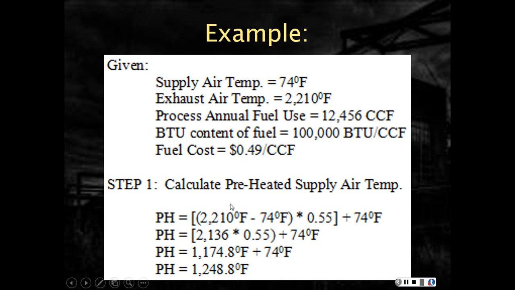So step one would be to calculate the preheat of the supply air temp. So we take the exhaust air minus the supply air, and then multiply by the effectiveness, and then we add the supply air temp. So when we run through that equation, we get a preheated supply air temp of 1248.8. So you can say 1249.